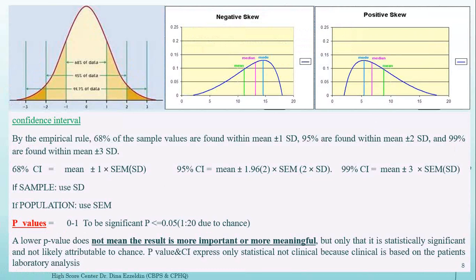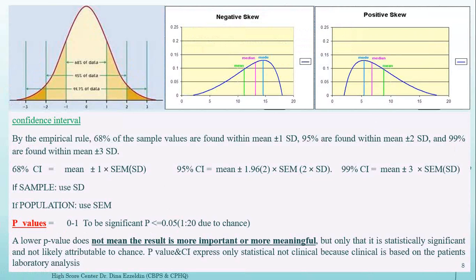So the p-value must be less than 0.05. If it's more than 0.05 in any trial, we don't accept the result. We don't interpret the result. We will say that it's non-statistically significant. It means that there is no difference.